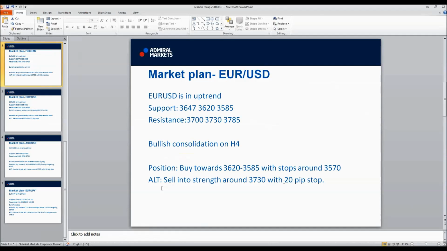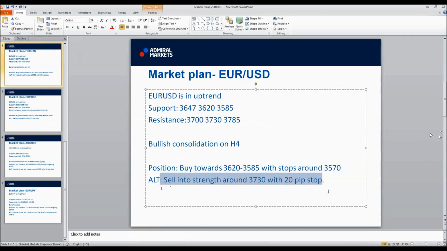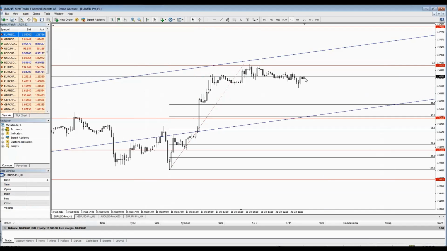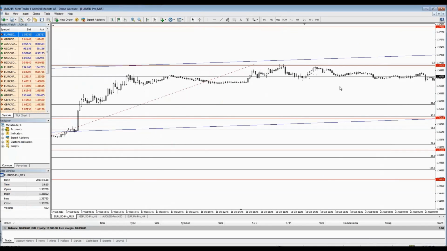Sell into strength around 37.30 with a 20 pip stop. This is a counter trend trade. You need to remember that. But for trend trades, we really need to see some retracement. I would like to see it at the confluence here. But we may not see that, because this all has to do with dollar weakness. So I really don't like it.